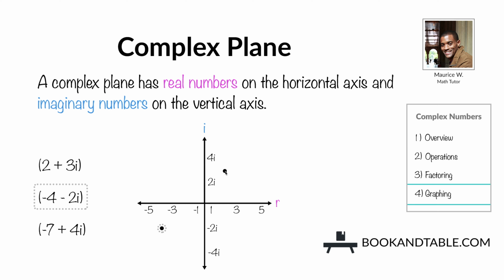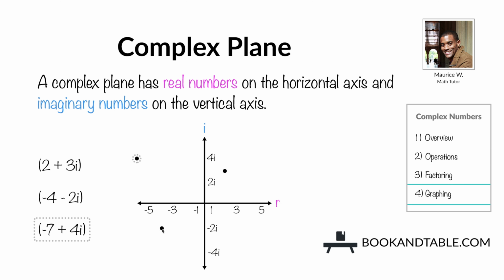Another example, -4 minus 2i. The real number is -4. So you go to the real axis until you get to -4. And then the imaginary number is -2i. So you go down to -2i. So this point here represents the complex number -4 minus 2i.